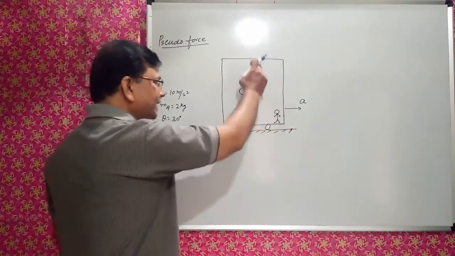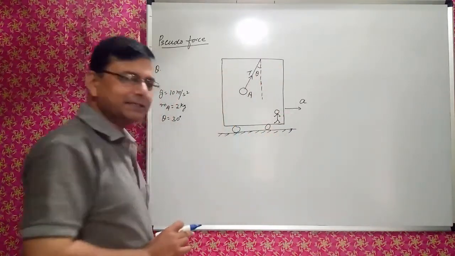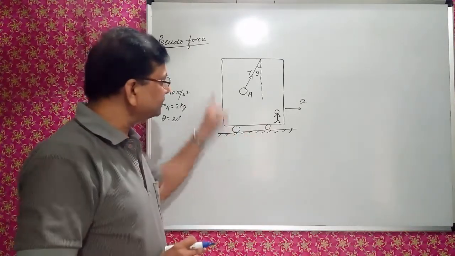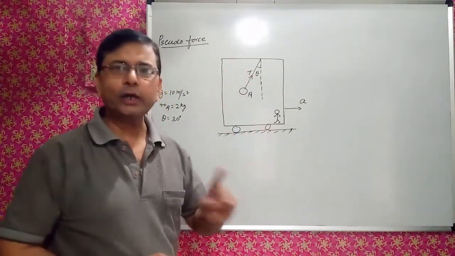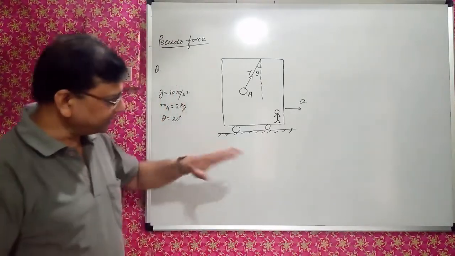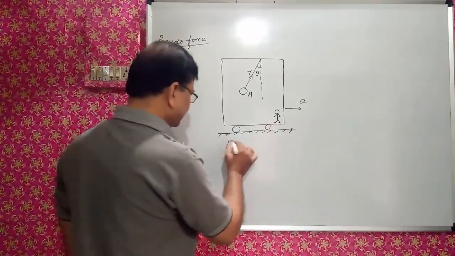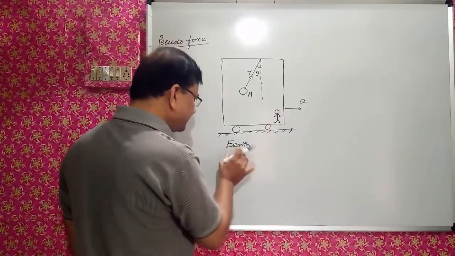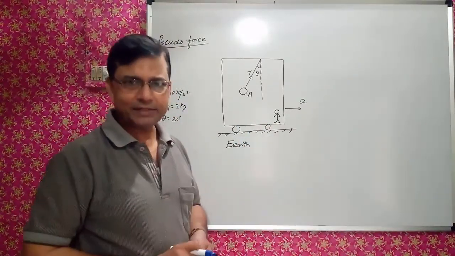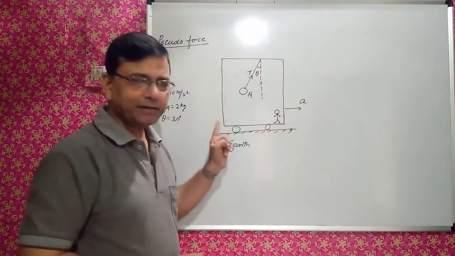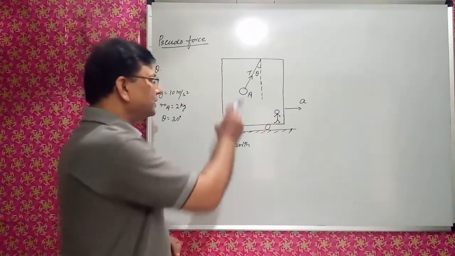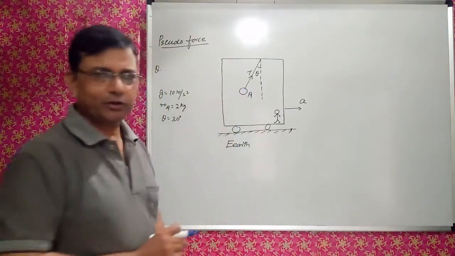Since the trolley is in acceleration, this frame is the non-inertial reference frame. Because as per the definition, with respect to ground, it is earth. With respect to earth, if any frame is accelerating, that is a non-inertial reference frame. So this is a non-inertial reference frame. An observer is there in the non-inertial reference frame. Therefore, one pseudo force will have to be considered on this.